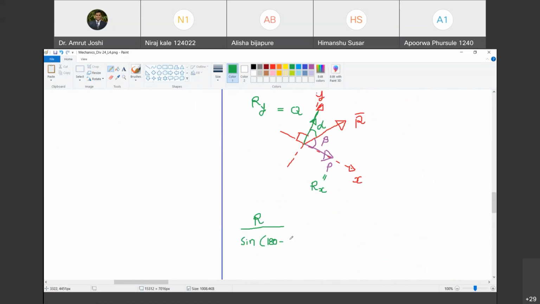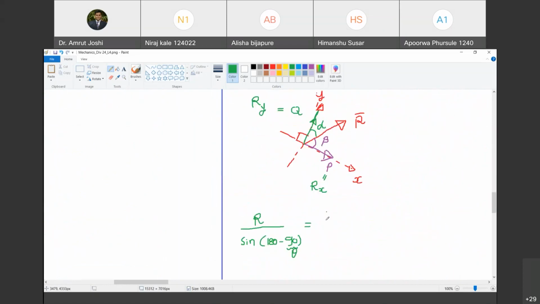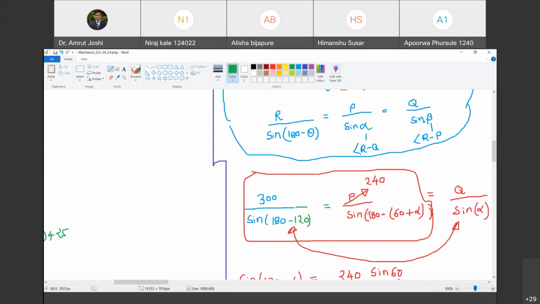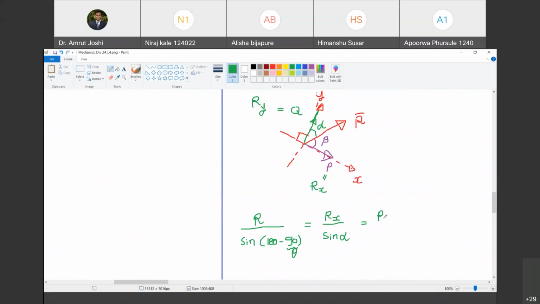So is that angle 90 degree? Yes. So can I write R upon sine of 180 minus 90, because theta, the angle between two directions along which we are taking components, is 90 degree? So this has to be equal to P upon sine alpha. P is Rx upon sine alpha. And it has to be equal to, tell me, Q upon sine beta. What is Q? Q in this case is Ry, divided by sine beta.